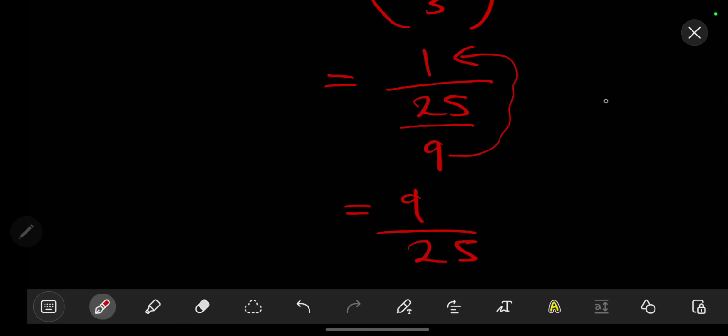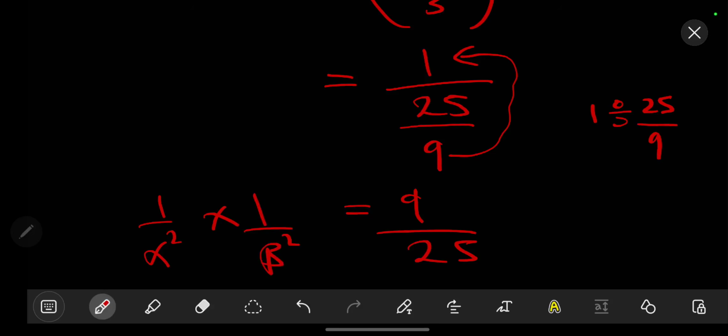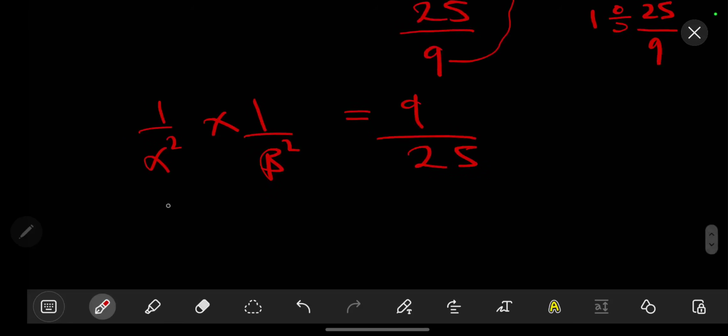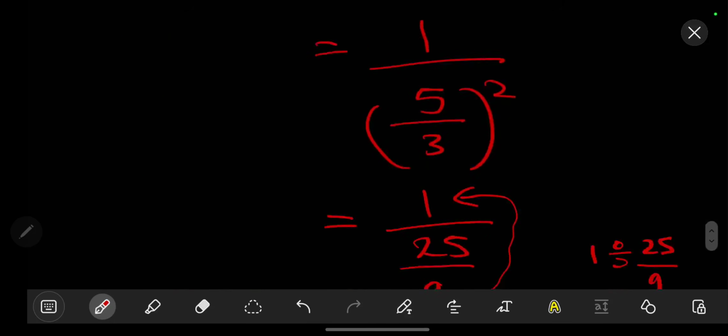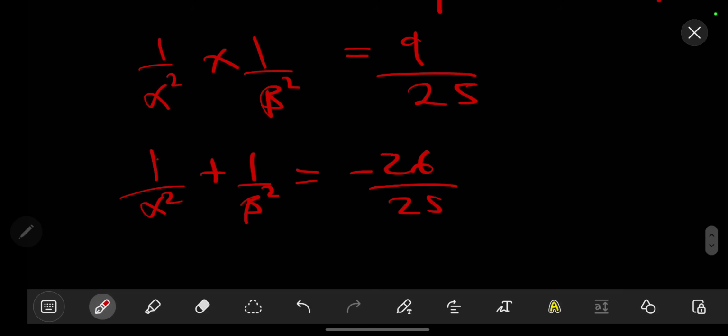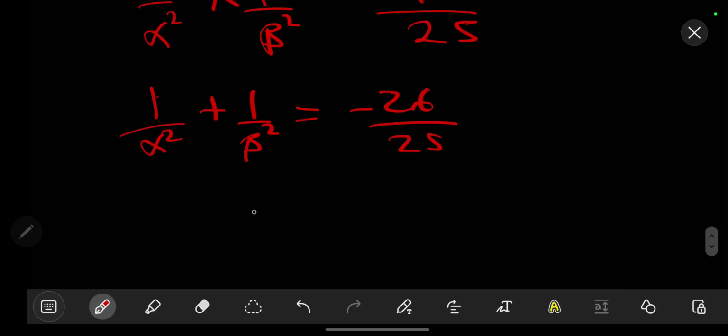If you want, you can do 1 divide by 25 over 9 and convert it to multiplication. But basically, that's how it works. So this is the product of the roots. So after we have done that, we can now be able to, let's just write our sum. 1 over alpha squared plus 1 over beta squared is equal to negative 26 over 25, if I'm not mistaken. Negative 26 over 25. So we are going to find the new equation.